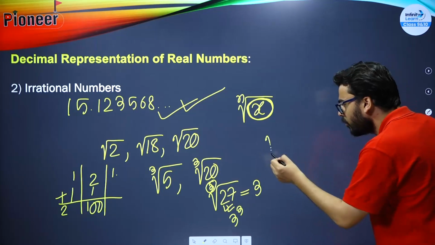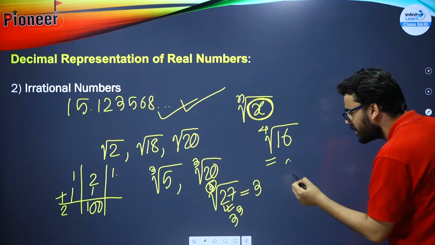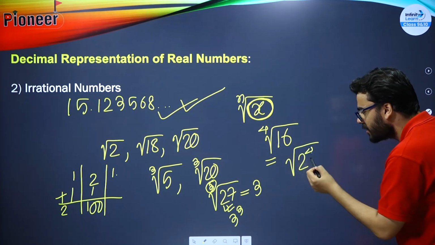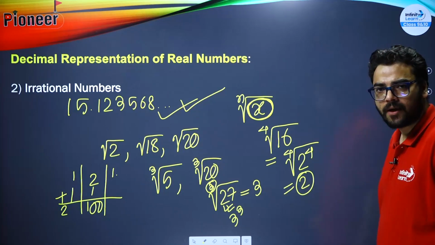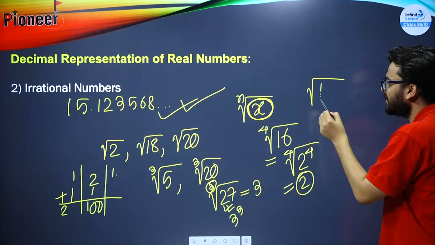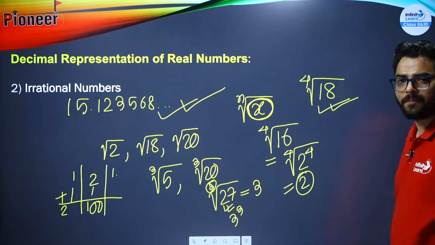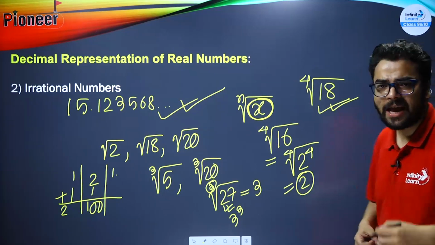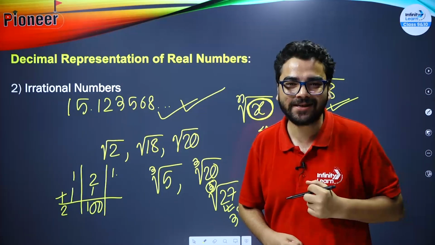For example, fourth root of 16 is not an irrational number. The simple logic is 16 can be written as 2 raised to the power 4. So 2 will come out of it, right? Therefore, this is not an irrational number. But for example, I take the fourth root of 18. This is an irrational number because 18 cannot be written as the fourth power of any number. I hope this thing is clear.